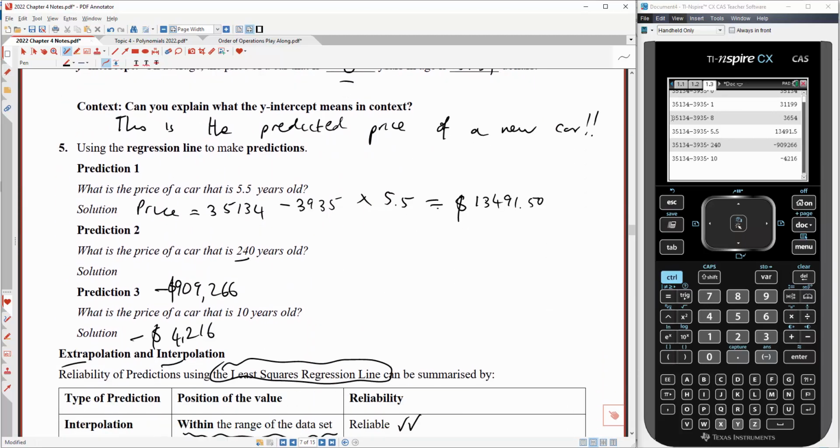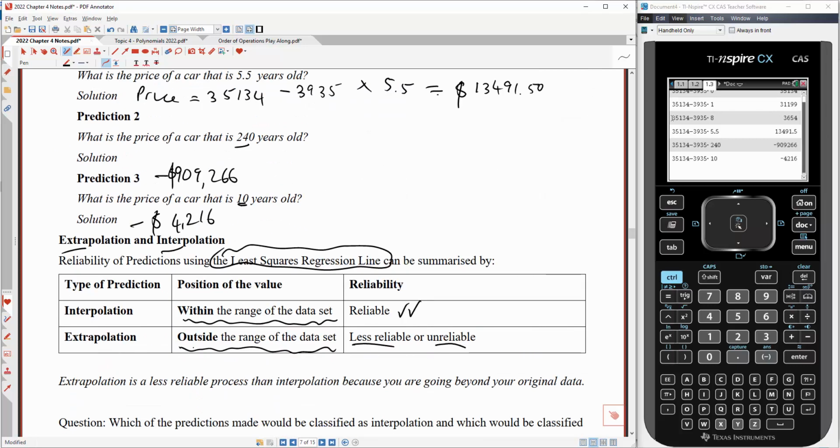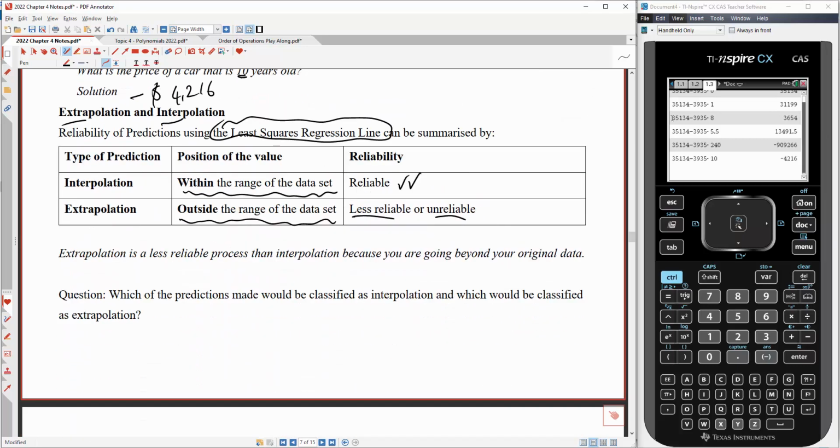And in fact, looking at the number, okay, it suggests it's not reliable, because it seems to suggest that at 10 years old, they're going to give you, like if I go into a car yard and buy a 10-year-old car, they will give me $4,216 for buying it, which doesn't make sense. All right, so extrapolation is a less reliable process than interpolation because you're going beyond your original data.